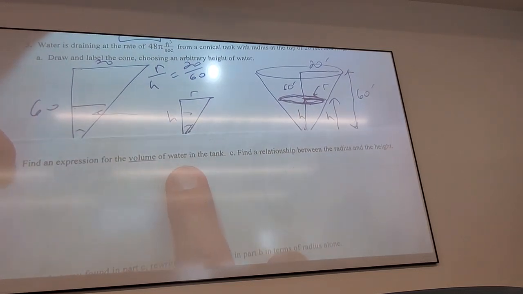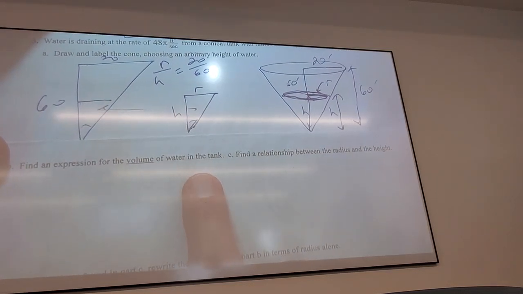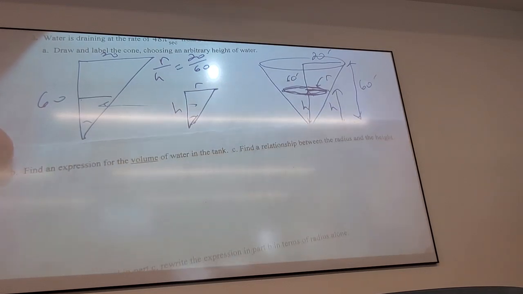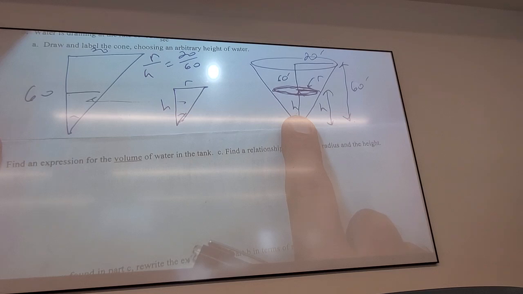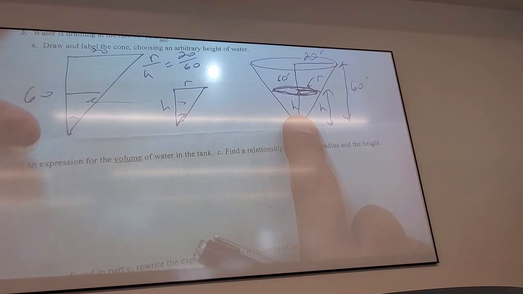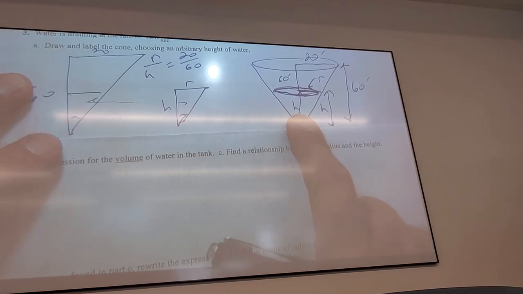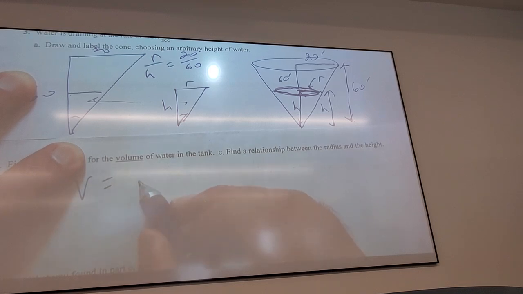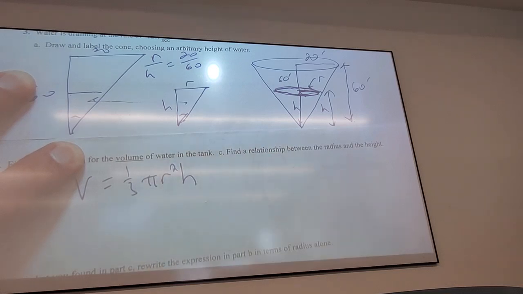Find an expression for the volume of water in the tank. So what's the volume of water in this tank? And I'm not looking for a number, because what's the height of the water in the tank? H. What's the radius of the water in the tank? Okay, so what did I just say earlier? Did somebody remember the volume formula for a cone of water? 1/3 pi r squared H. I love it.